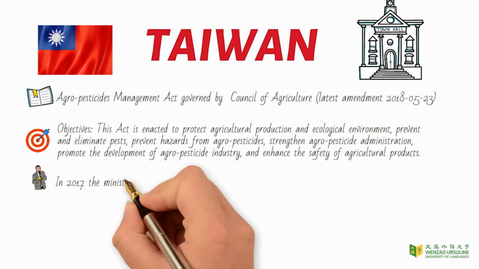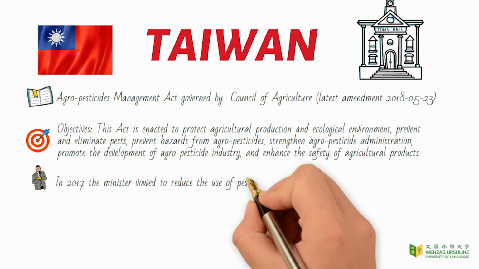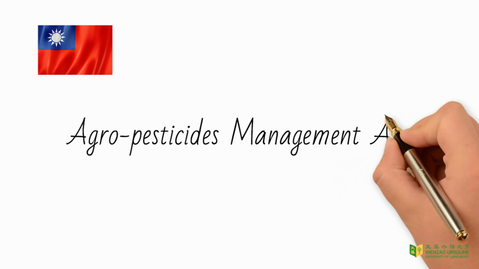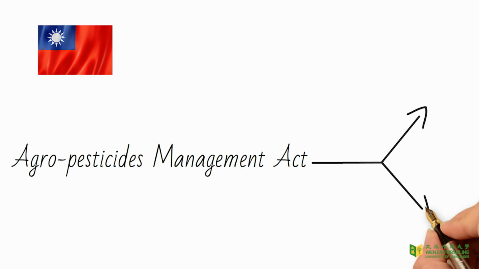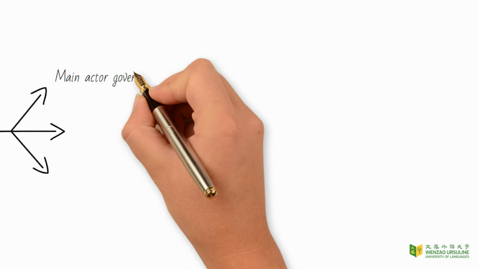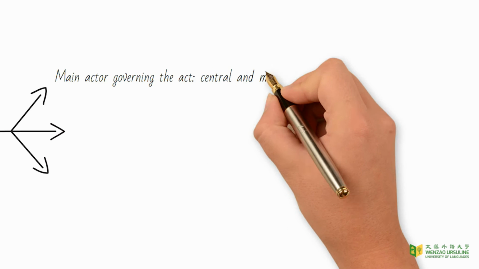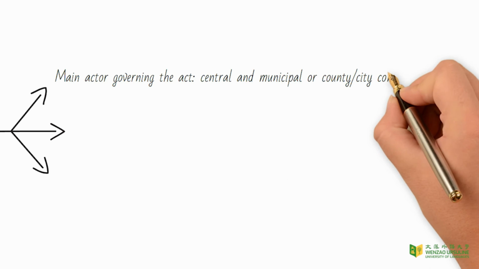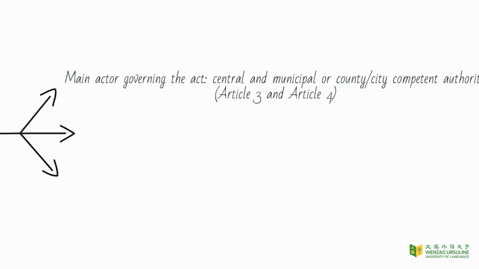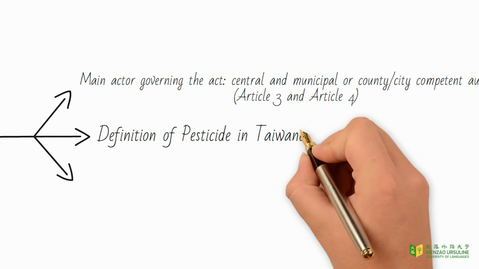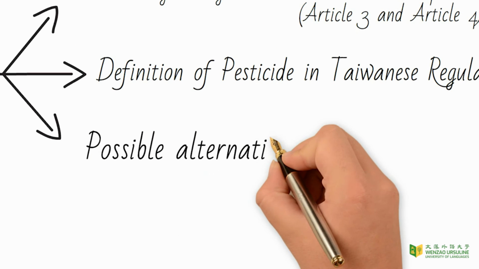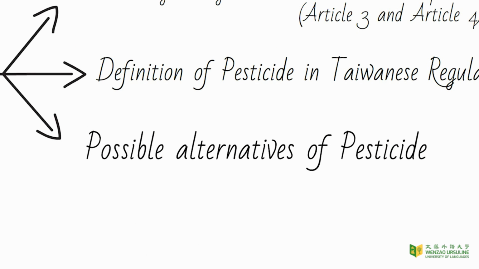In 2017, the minister vowed to reduce the use of pesticides by 50% by 2027. The Agro-Pesticides Management Act can be broken down into three major parts. The first part talks about the main actors governing the act. This can be further broken down into central and municipal or county-city competent authorities. The second part denotes the definition of a pesticide under Taiwanese regulation. And the third part of the Management Act looks at possible alternatives to pesticides.